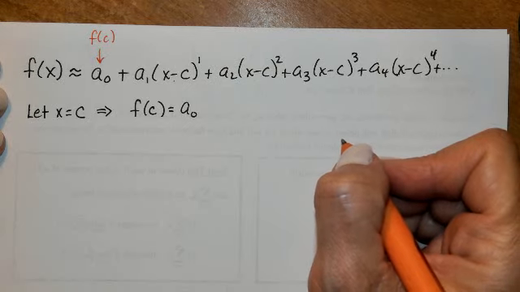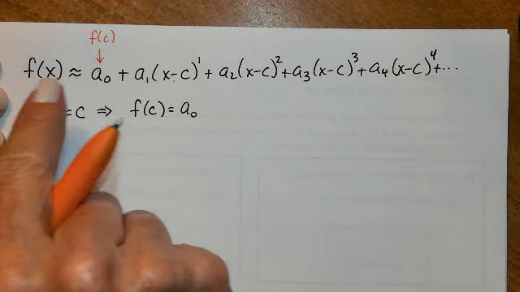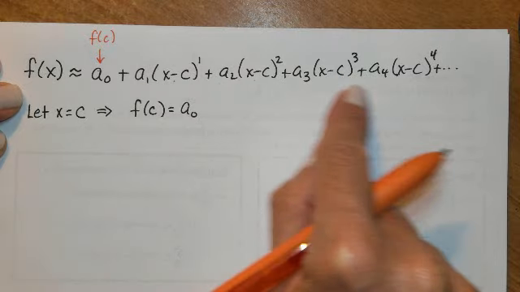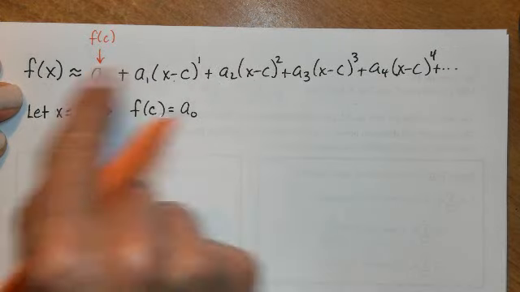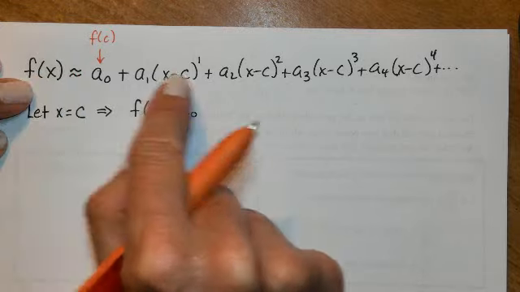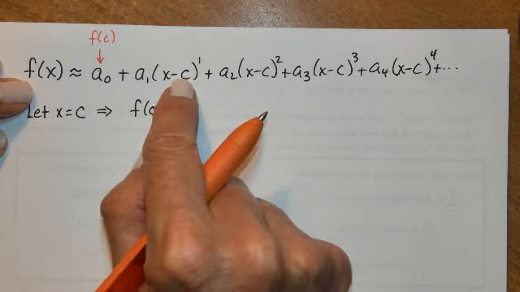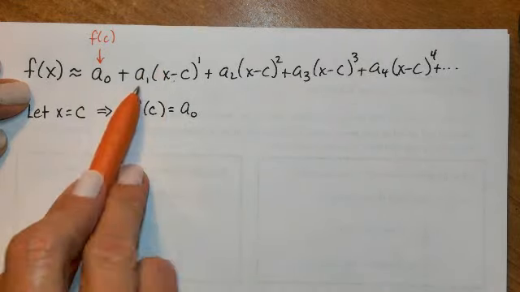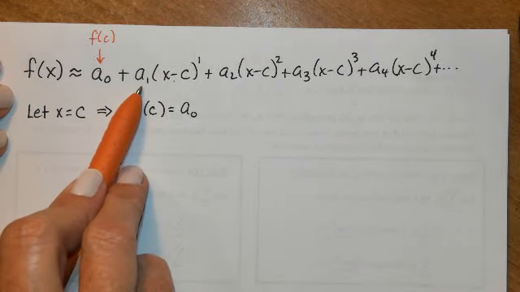So every time you're coming up with the polynomial or the series for your function, you're going to begin by finding f at whatever your center value is. It's f at c. Great. How can we find a sub 1?